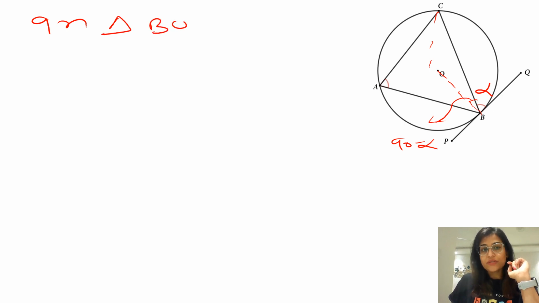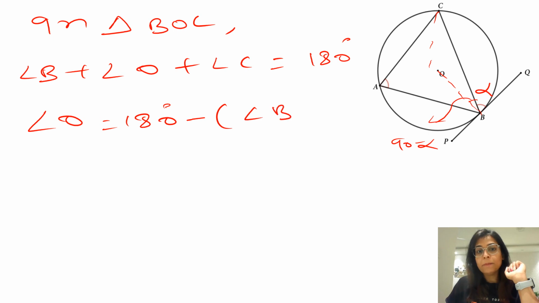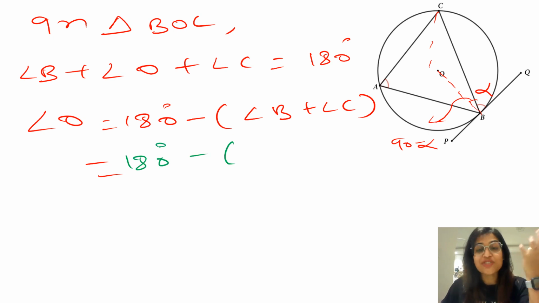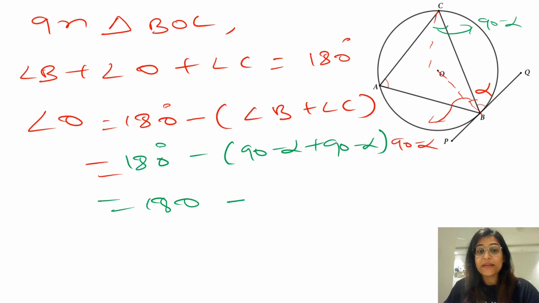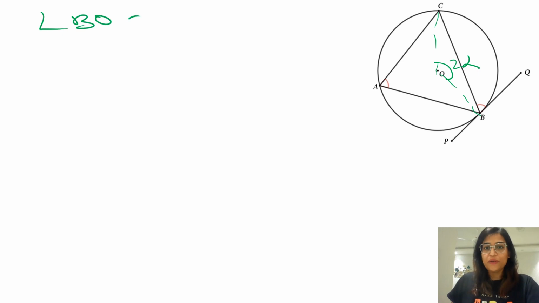So in triangle BOC, apply the angle sum property, which says that the sum of all the angles of a triangle is 180 degrees. So angle B plus angle O plus angle C is 180 degrees, and I can write angle O as 180 degrees minus the sum of angle B and angle C. Angles B and C are both equal because this triangle is isosceles, so angle B and angle C are each 90 minus alpha. So 180 minus (90 minus alpha plus 90 minus alpha), which is 180 minus 180 plus 2 alpha. 180 minus 180 is 0, leaving 2 alpha. So angle BOC is 2 alpha, right?